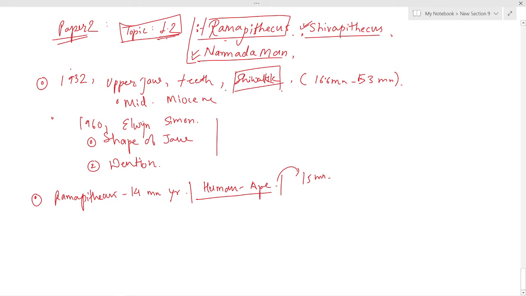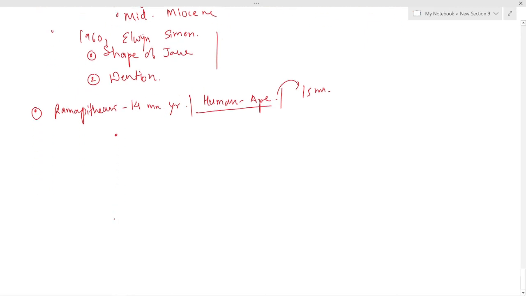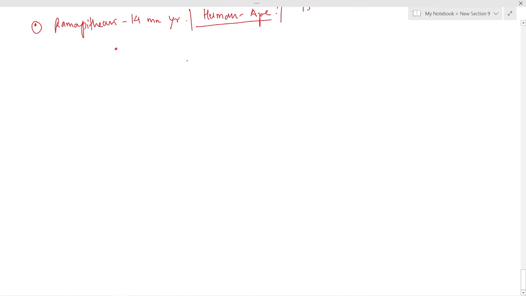Later, scientists discovered that the ape-human split was between 6 to 8 million years ago. So the split which was considered to be 15 million years was actually between 6 to 8 million years. Wilson and Sarich. So write down these names, Wilson and Sarich.